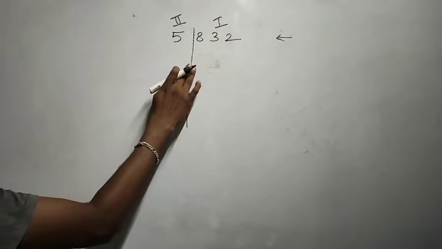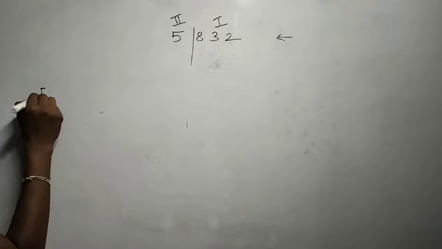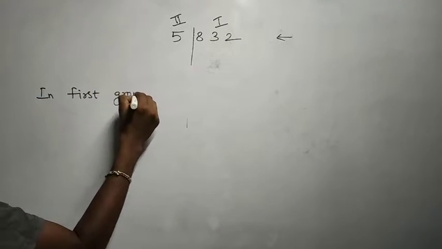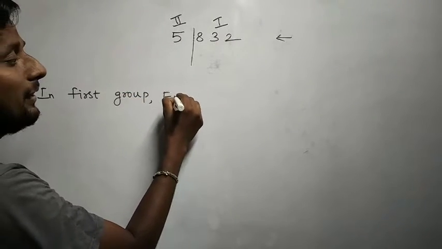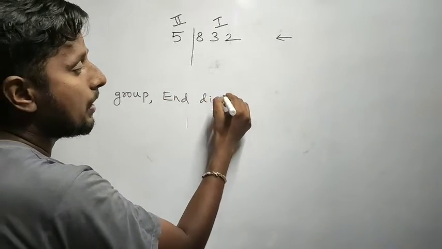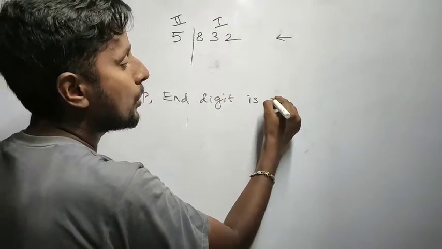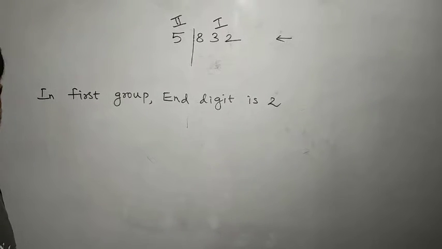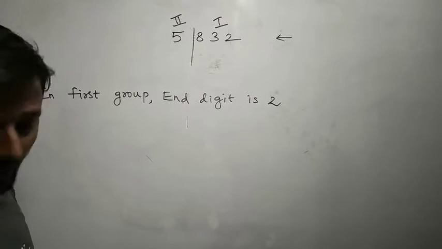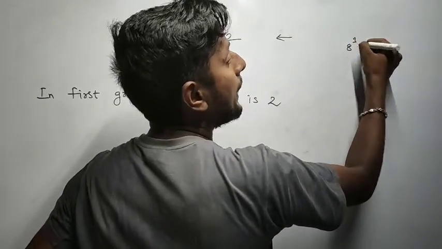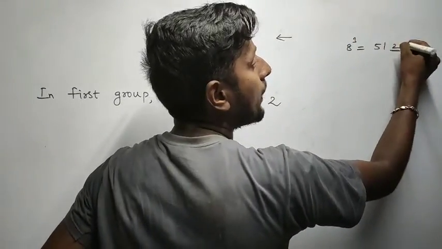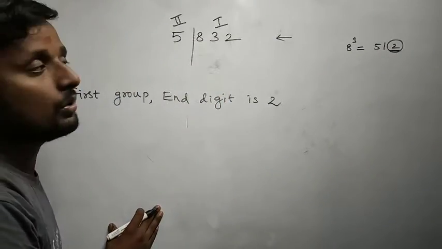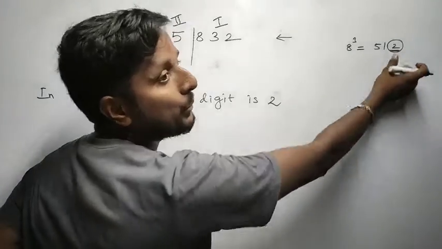Okay, now what will I write in the first group? The end digit is 2. So which cube gives the answer 2? That's my question. Okay, so I got it in 8 cube. 8 cube answer I said is 512. Correct? Yes. So which number gives the answer ending in 2? 8 gives the end number as 2.